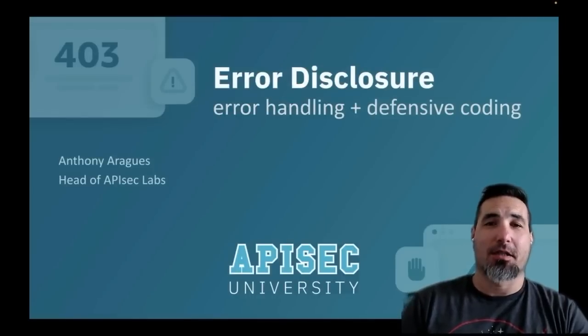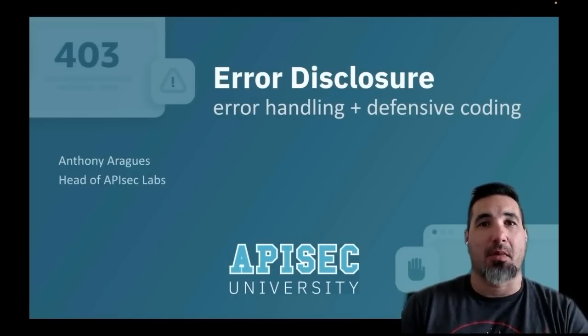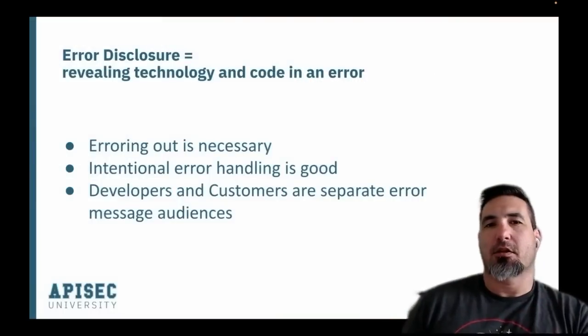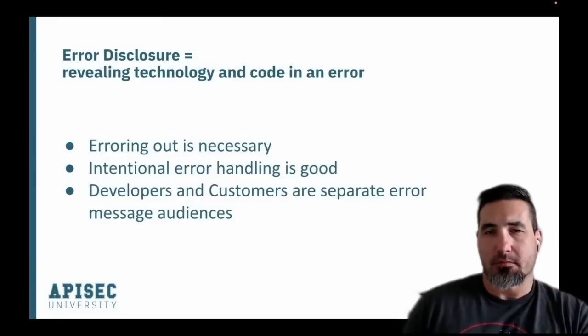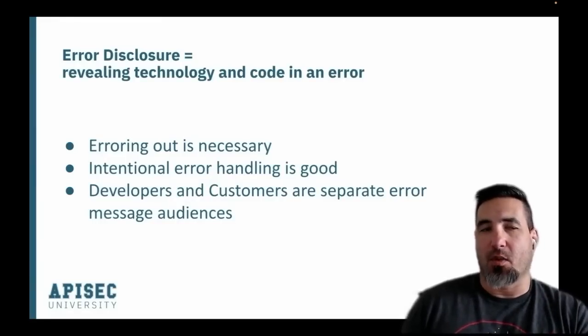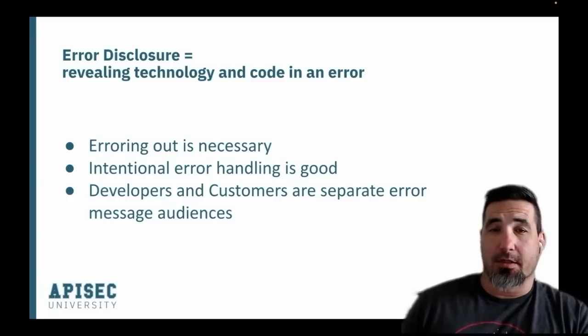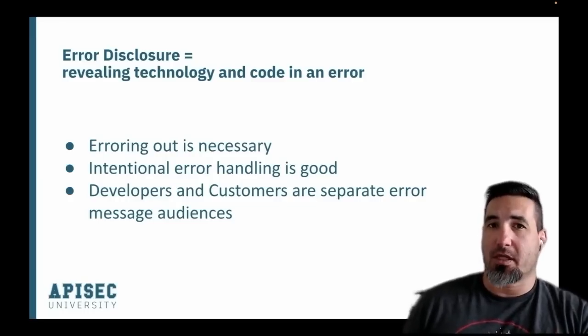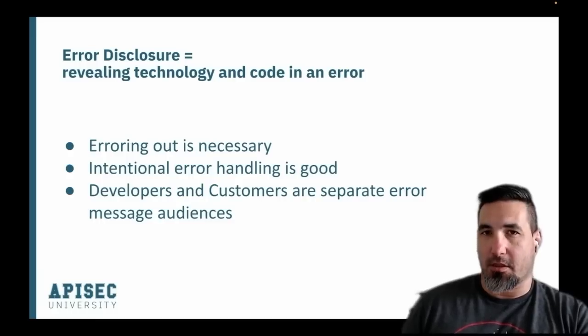Hi, I'm Anthony Aragues, and in this video, we're going to be talking about error disclosure, or you can also think about it as error handling with a security mindset. An error disclosure is when you have too much information in your error messages that are sent to a user's machine. It doesn't necessarily have to show up in a UI, but anything that's sent to a browser that a malicious actor can take and use to better understand what your system is in order to attack it is going to be called an error disclosure.